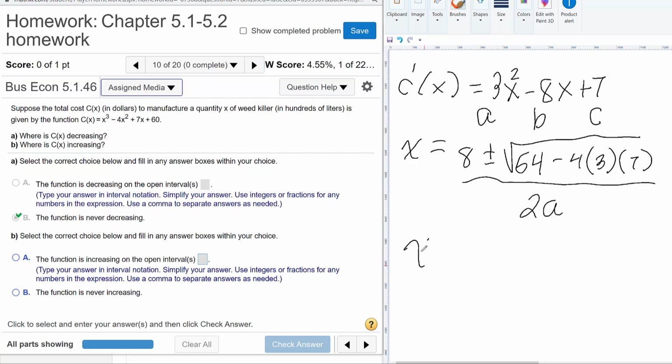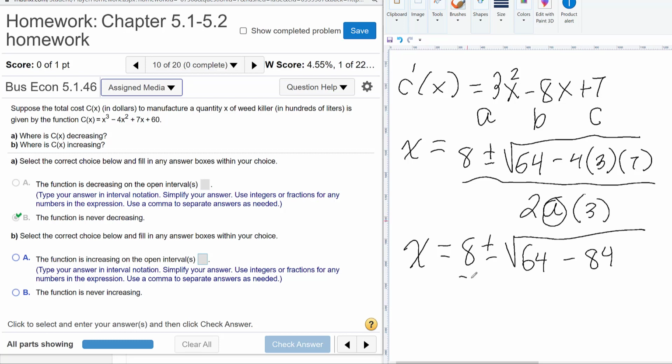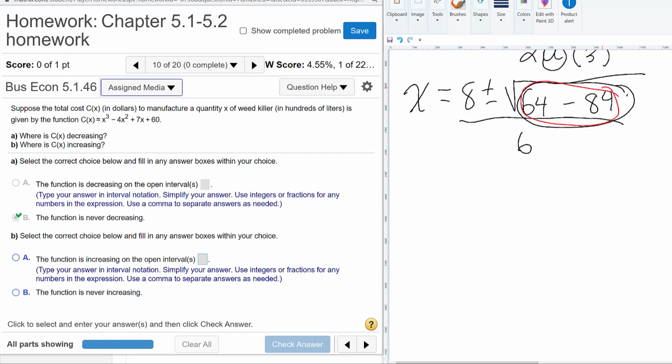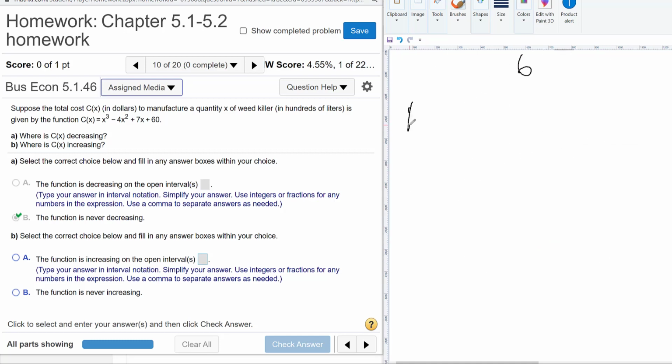So when we simplify that, we get 8 plus or minus the square root of 64 minus 84. And of course I forgot to put my a in there, so that'd be 2 times 3 is all over 6. Now look what happens here. We have a negative under the square root. See, this is negative because that's negative 20. That means there are no real numbers where it's 0. So there are no zeros that are real.